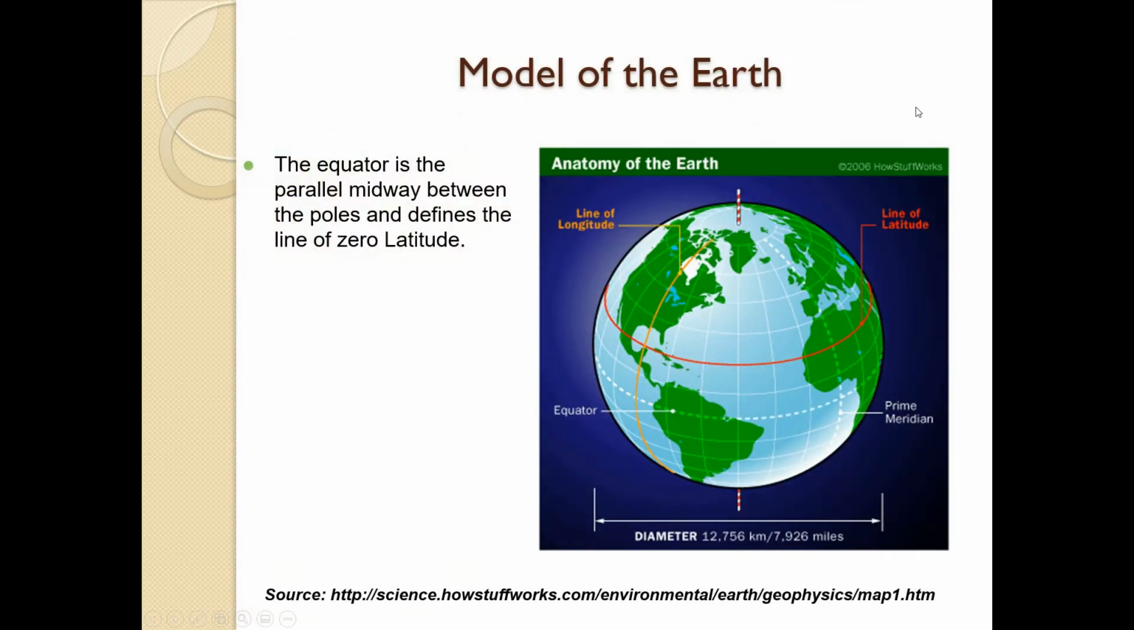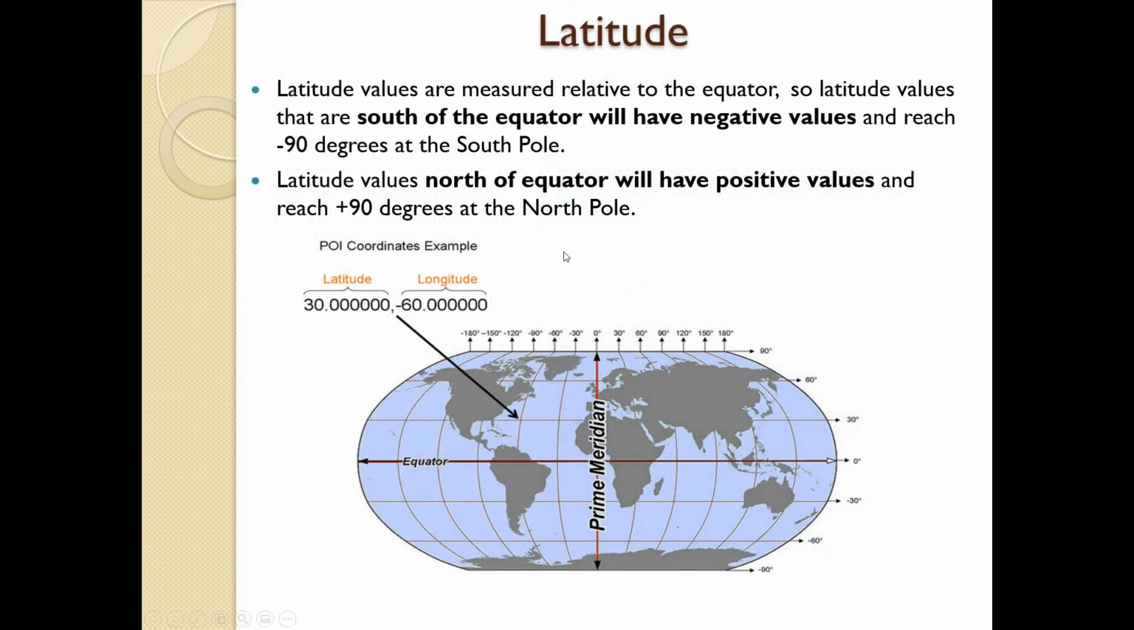And if you think about the Earth, it's a spherical object. And as you can see here, there is an overview of the size of the Earth. If you look at the size of the Earth, you can see it's estimated to be about 12,756 kilometers in diameter. And that's equivalent to approximately 7,926 miles. And the first thing I want to talk about is latitude.